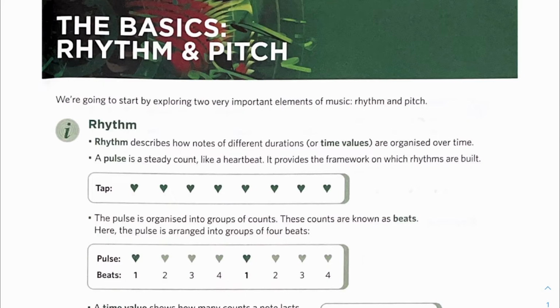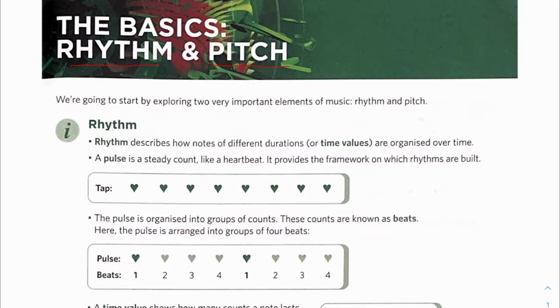Today we are going to go over some exercises from Chapter 1 in the Grade 1 Discovering Music Theory Workbook. Let's get started. Since this is the first lesson, we're going to start with the basics, rhythm and pitch. We are going to start by exploring two very important elements of music, rhythm and pitch.